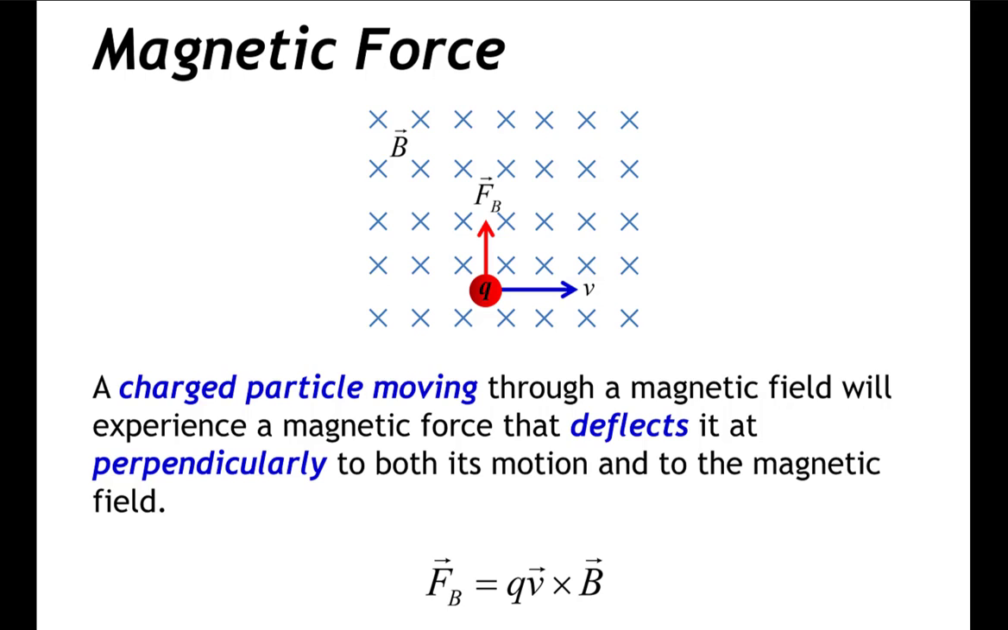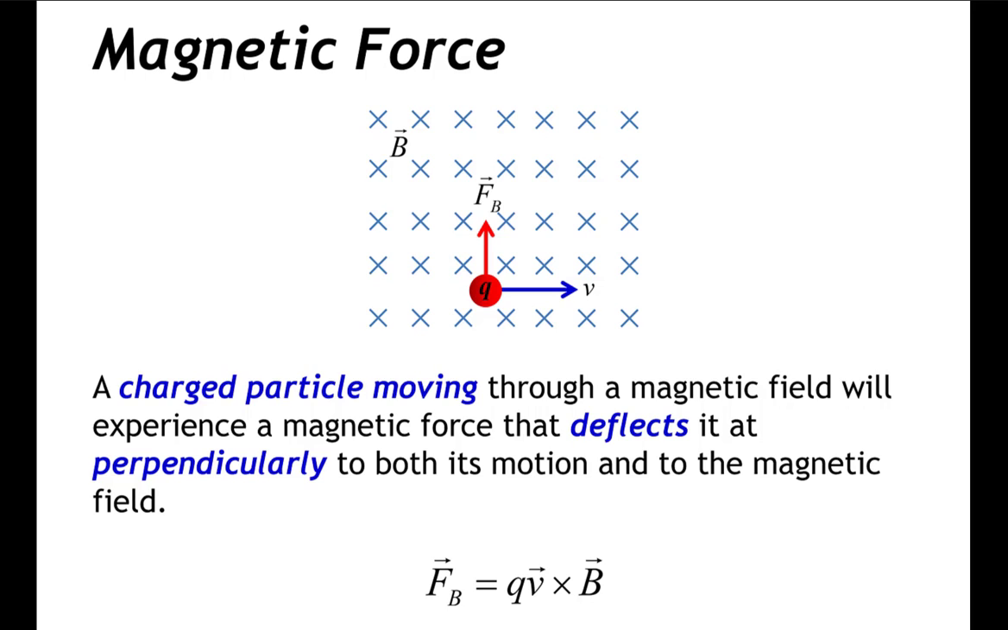Well, let's think about it. Remember, a moving charge generates a magnetic field. So what if you have a moving charge that is in the magnetic field of another moving charge? Well, that moving charge will generate its own magnetic field. And when the two magnetic fields interact, they will create a magnetic force.